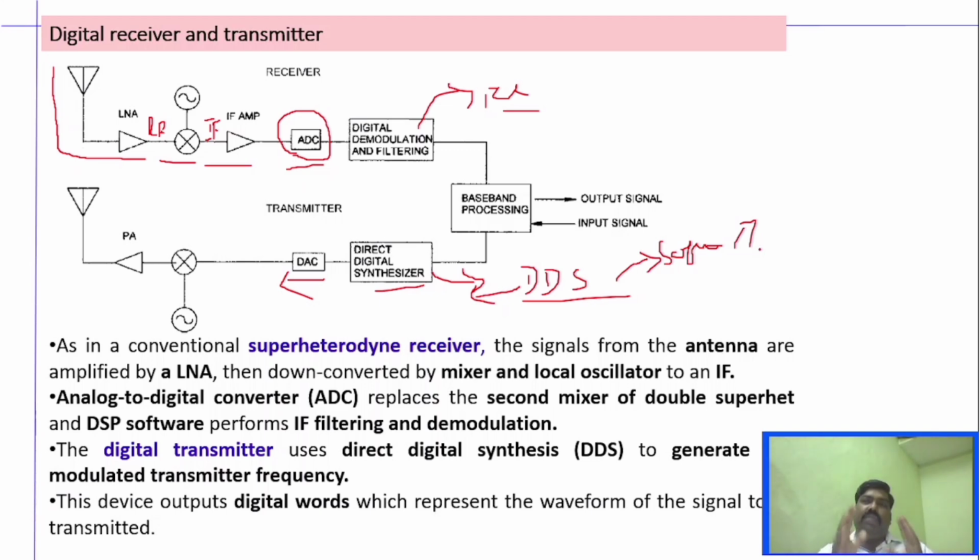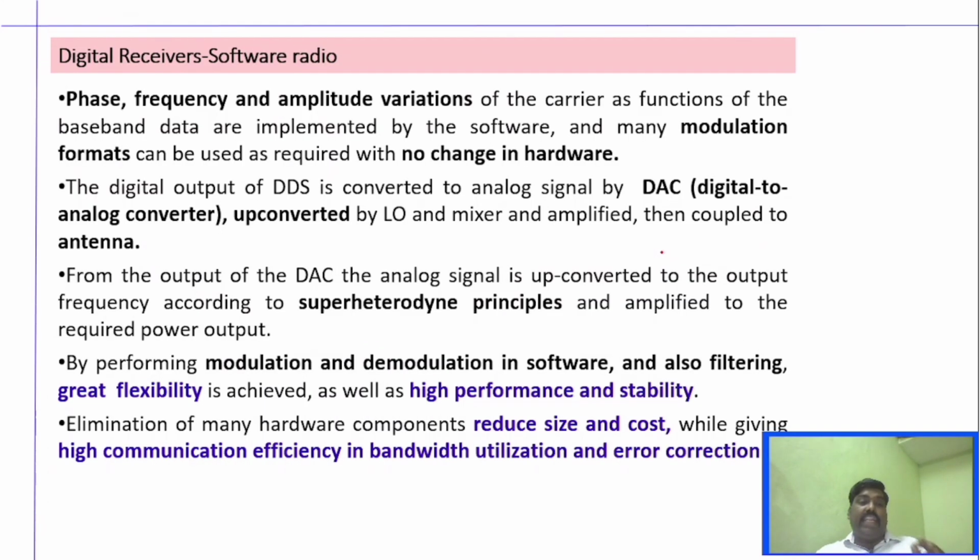That is the very important advantage of the digital receiver, right? The DDS will send the digital signal, which will be converted to an analog signal by the DAC, and then it is sent to the mixer, where the mixer will upconvert by using a local oscillator signal, and that signal will be amplified and then transmitted. Once again, you know the working of the receiver, right? So this is the complete working of the digital receiver and transmitter, and whatever I said is what I explained here.